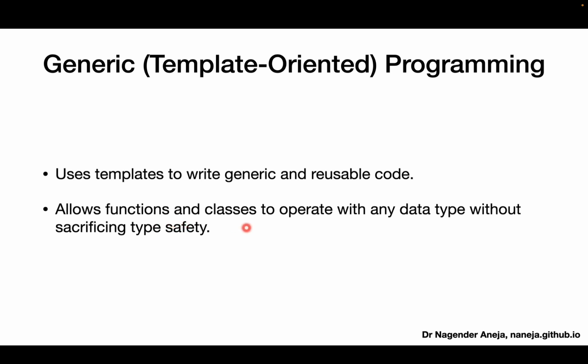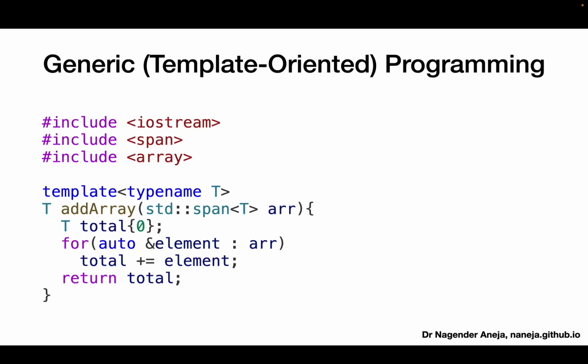It allows functions and classes to operate with any data type. So the data type is not relevant when you use generic programming, and it doesn't sacrifice type safety, right? You can still replace the type, and the compiler creates a different version for that. And we have done these examples already. So this is an example of add array in case we want to convert this function to generic programming. We'll say template typename T, and then span is of type T, and total is of type T, and so on. We're still writing all the sequence of steps for how the array is added, but this is now generic. It's not dependent on the type.